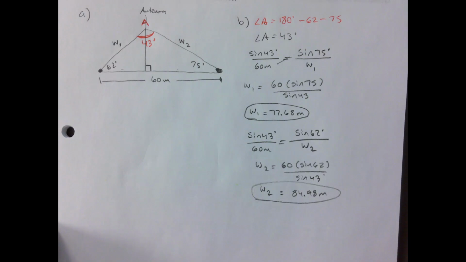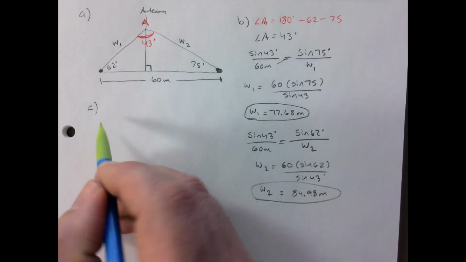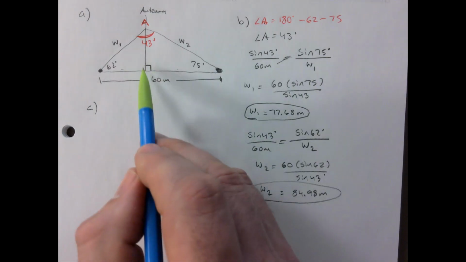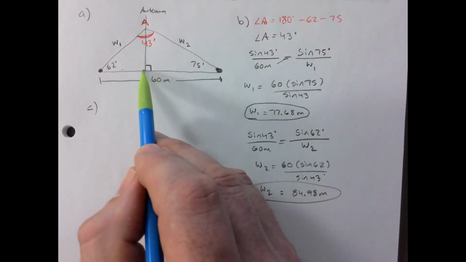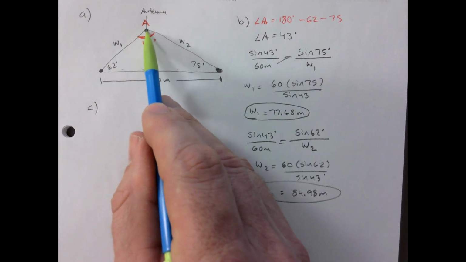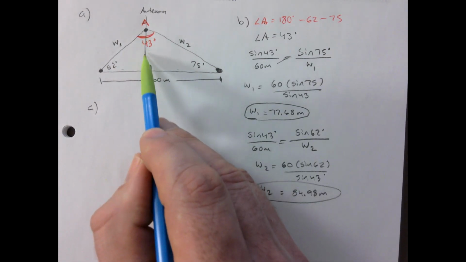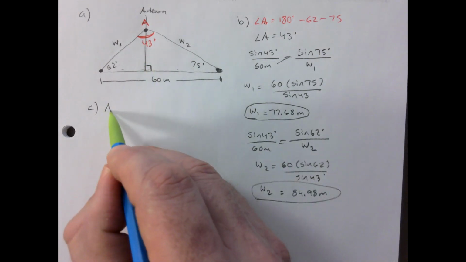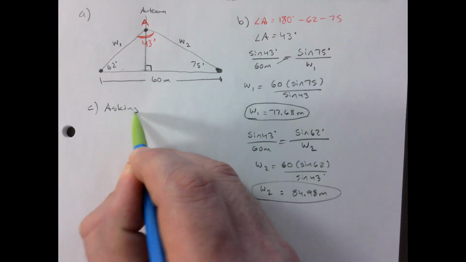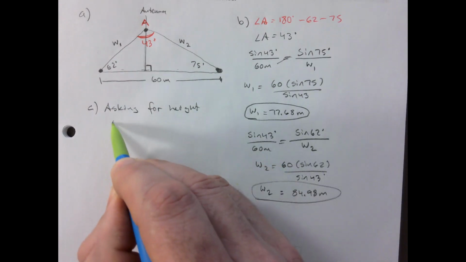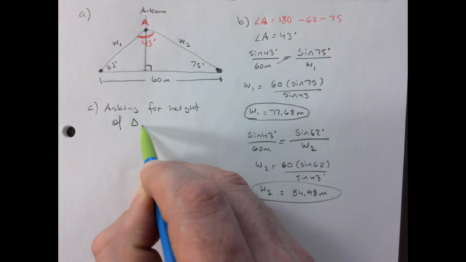So now you have both wires, so we're good to go. C is asking, if you look up here real quick, how high up the antenna are the wires attached? That would be the height of our triangle, correct? In this case, asking for height of triangle.